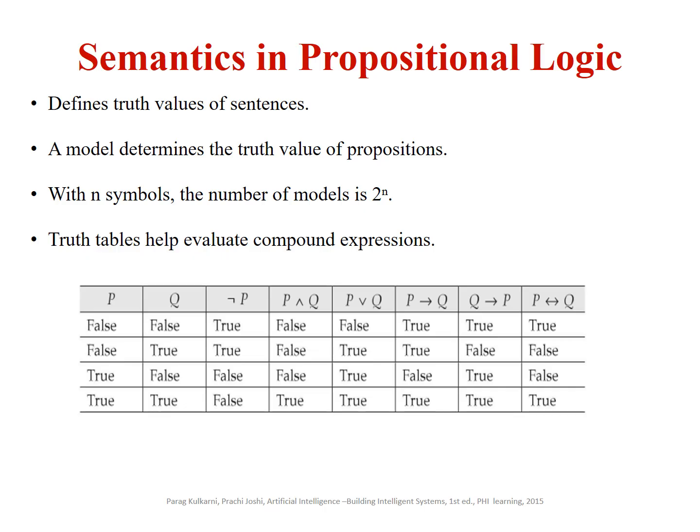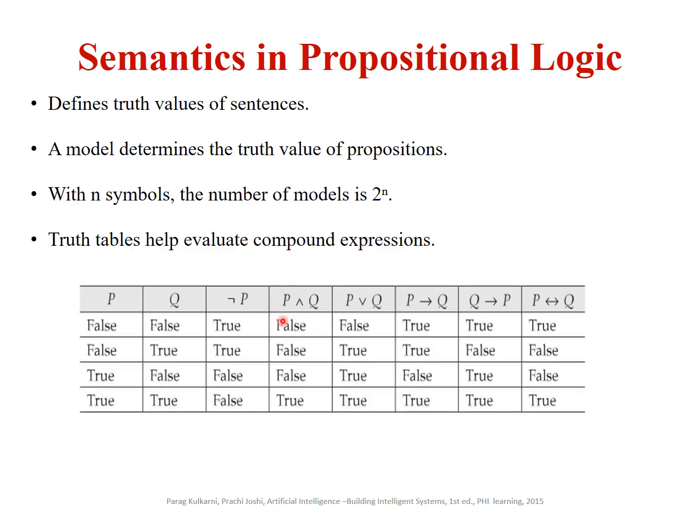Semantics in propositional logic. It defines truth values of sentences. A model determines the truth value of propositions. With n symbols, the number of models is 2 to the power n. Truth tables help to evaluate the compound expressions. P and Q are the propositions. Here negation of P specifies that when P is true, it will be false. If it is false, this will be true. So here P is false in these two cases, negation of P is true. P is true here, negation of P is false.